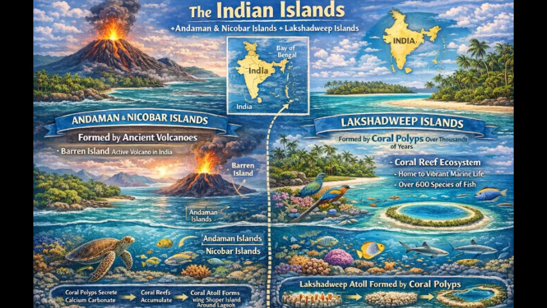The Andaman and Nicobar Islands are located in the Bay of Bengal. These islands are mostly of volcanic origin and are known for their rich tropical forests and biodiversity. The famous Barren Island, India's only active volcano, is located here. The next type of islands are the Lakshadweep Islands, located in the Arabian Sea. These islands are mainly coral islands formed from the remains of marine organisms like coral polyps. These islands are important for marine biodiversity, tourism, fishing, and protecting the coral reef ecosystem. Island ecosystems are extremely delicate and need protection because they support unique marine flora and fauna.